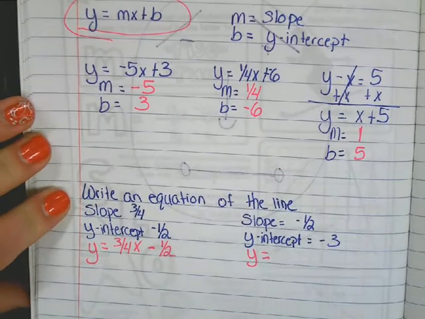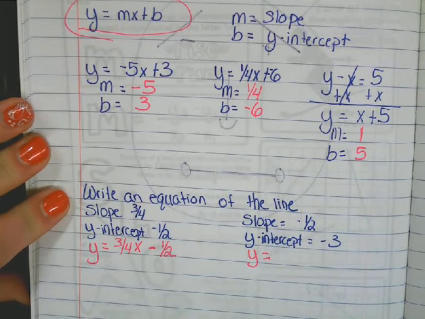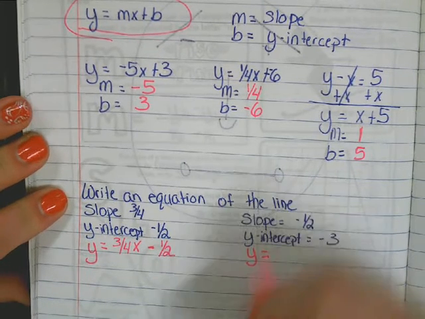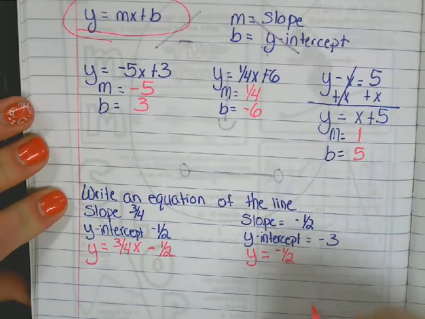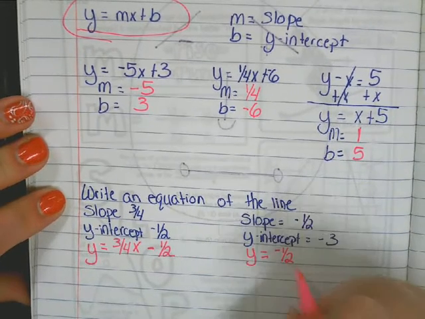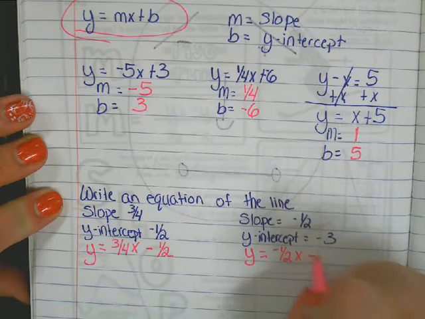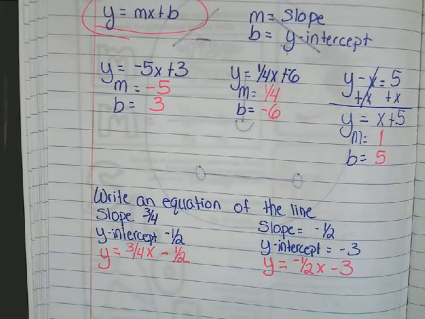Y equals what? How am I going to write my equation? I know I need y equals -1/2 x, then -3. Gentlemen, let's pay attention up here. -3. Questions on writing the equation? No.